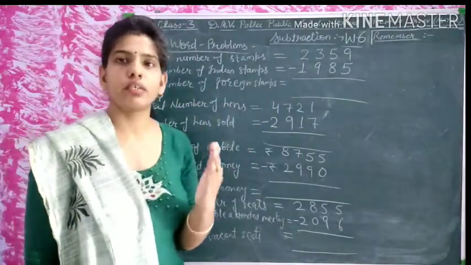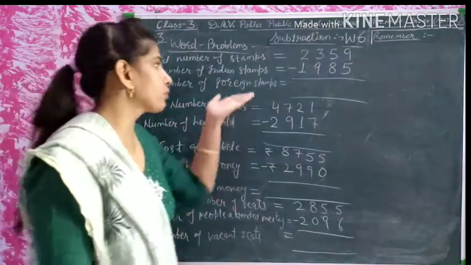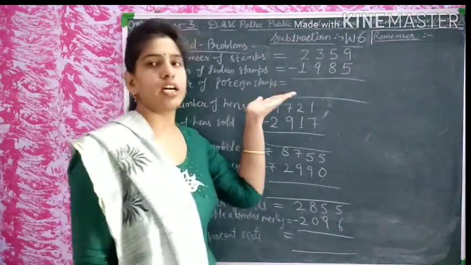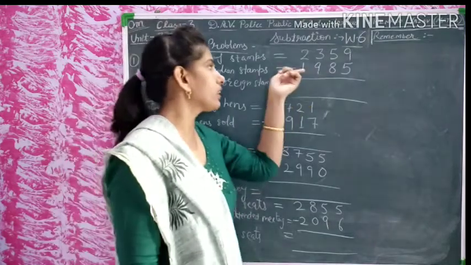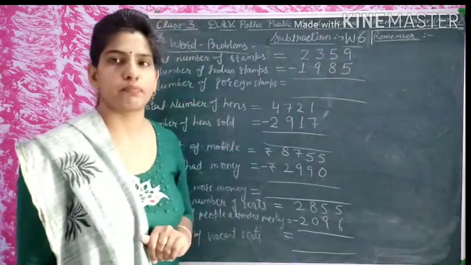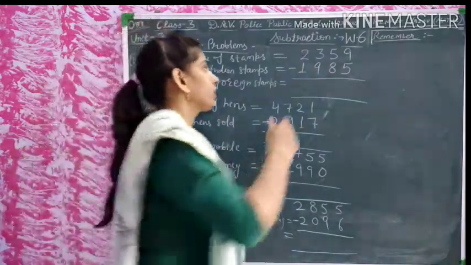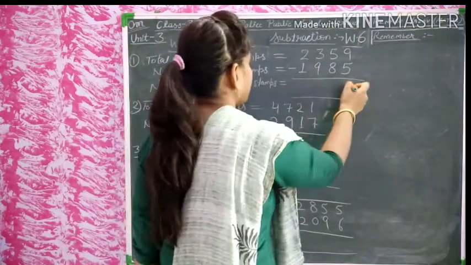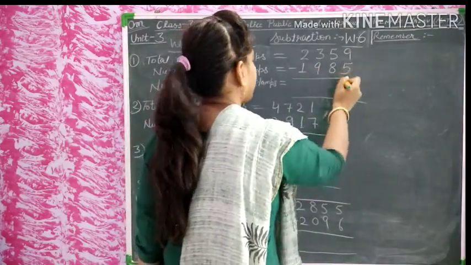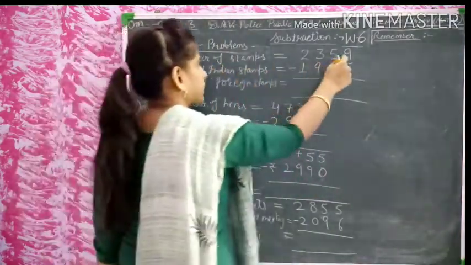So this will be the remaining amount, so to calculate the remaining amount we do subtraction. Okay, we will do subtraction here. Let's see here. 9 minus 5. There is the total number of stamps there.